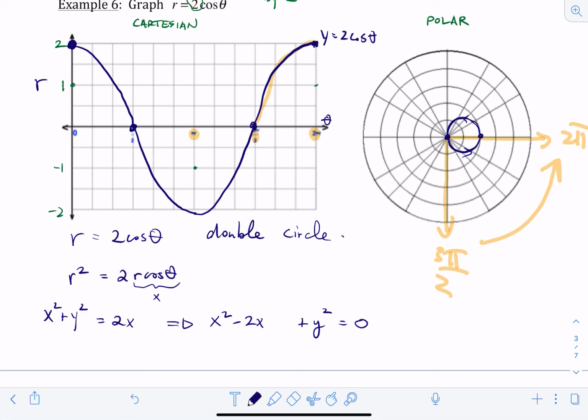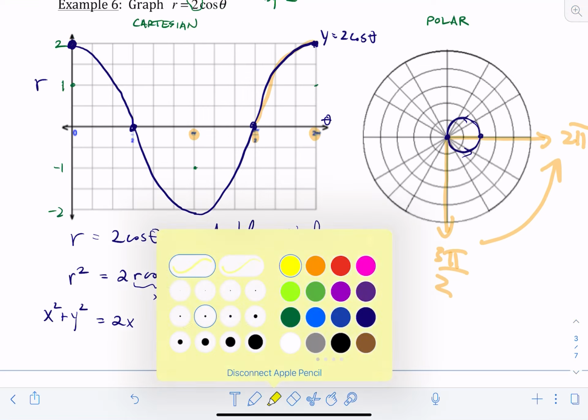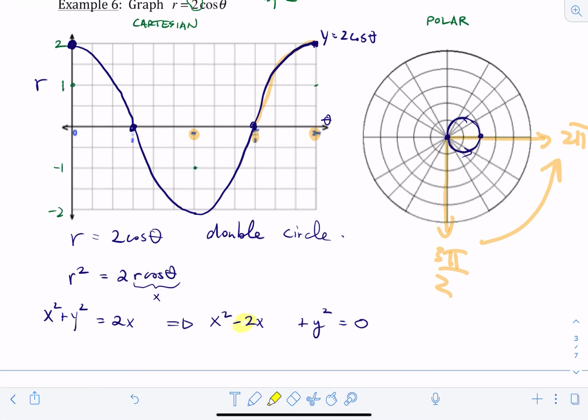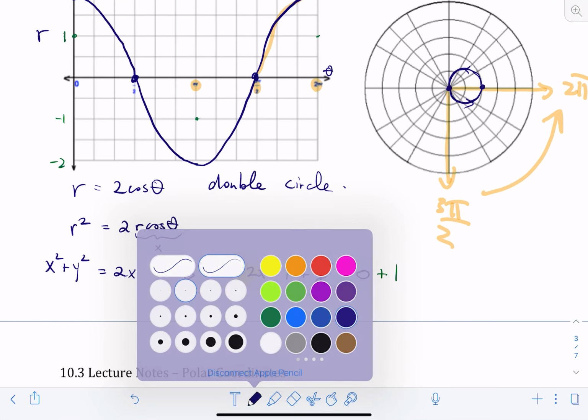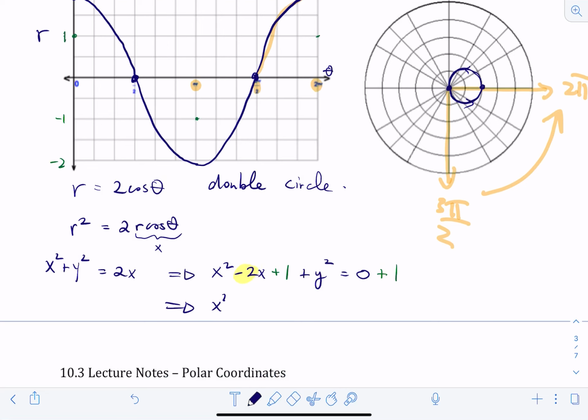I want to complete the square over here. So to complete the square, I take half of this guy right here and I square it. So half of negative 2 is negative 1, and I square that. That means I'm going to add 1 to both sides. So when I do that, I get the equation x squared minus 2x plus 1 plus y squared is equal to 1.